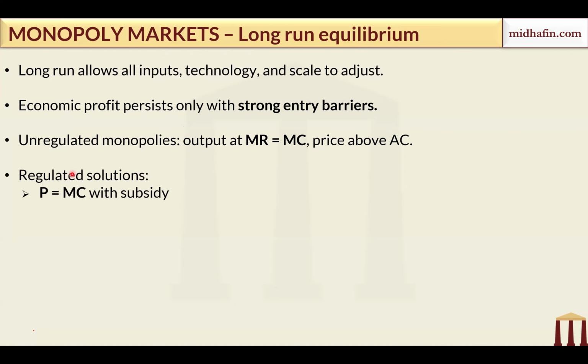Okay, so what are the regulated solutions? Maybe the price can be equal to marginal cost with some subsidy. When a natural monopoly is being regulated, like the utilities, this is actually a socially efficient solution. Set the price equal to marginal cost. The issue with price equal to marginal cost is that the firm can lose money sometimes, because marginal cost is below the average cost, especially in the beginning when fixed costs are large.